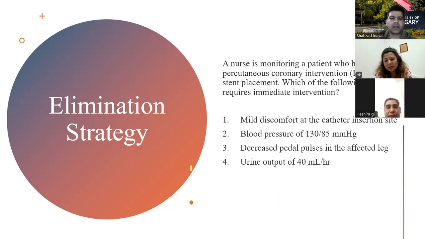So here the example is: a nurse is monitoring a patient who had a percutaneous coronary intervention, PCI, with stent placement. Which of the following findings requires immediate intervention? The first is mild discomfort at the catheter insertion site. Second, blood pressure 130/80. Third, decreased pedal pulses in the affected leg. Fourth, urine output of 40 ml per hour. So let's read the question first and highlight the keywords.